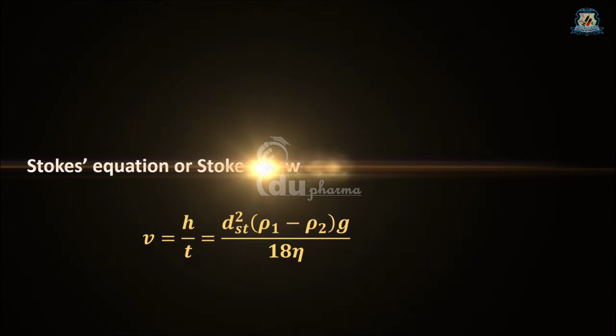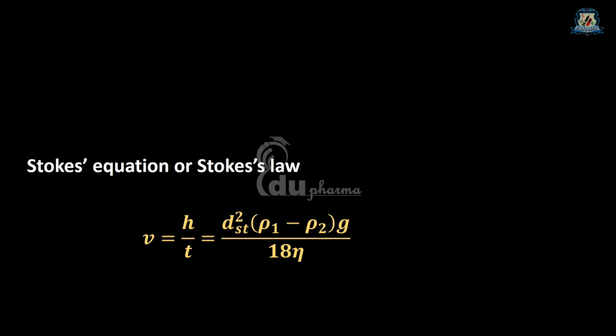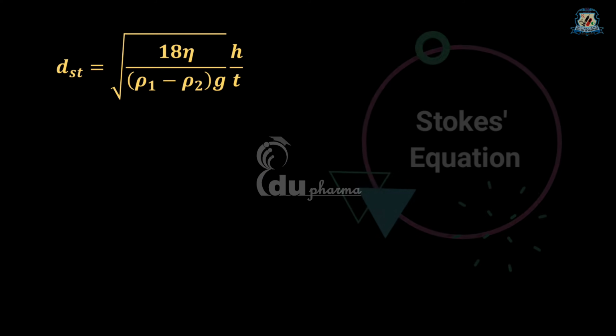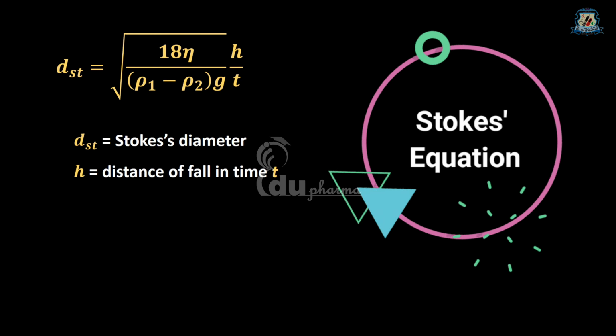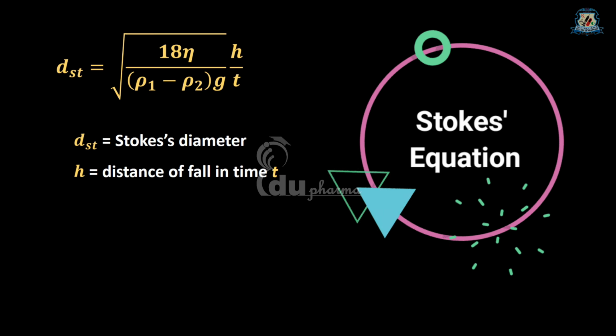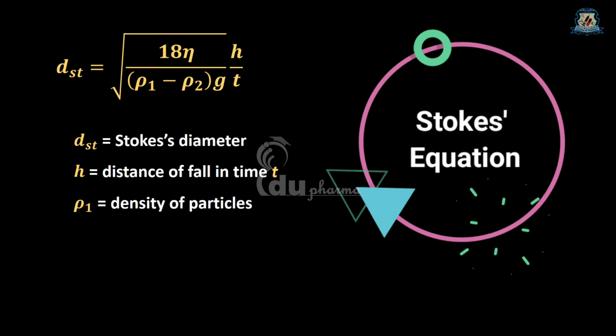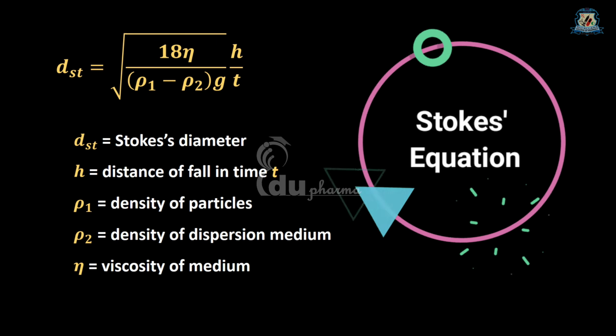Here is the Stokes equation, or we can simply rearrange this equation as you can see. In this, dst is the Stokes diameter, h is the distance of fall in time t, ρ1 is the density of particles, ρ2 is the density of the dispersion medium, and eta denotes the viscosity of the medium, while g is the gravitational acceleration.